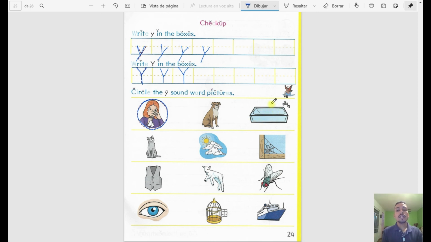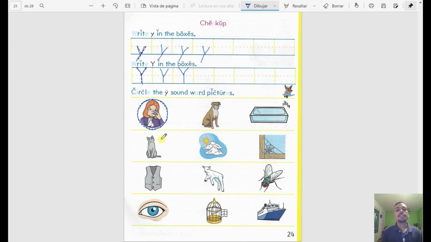The next one here, it says tub. Tub has the sound I. Tub, it has the sound. No, very good. It doesn't have it, so we have to leave it in blank too, okay? We don't circle it.